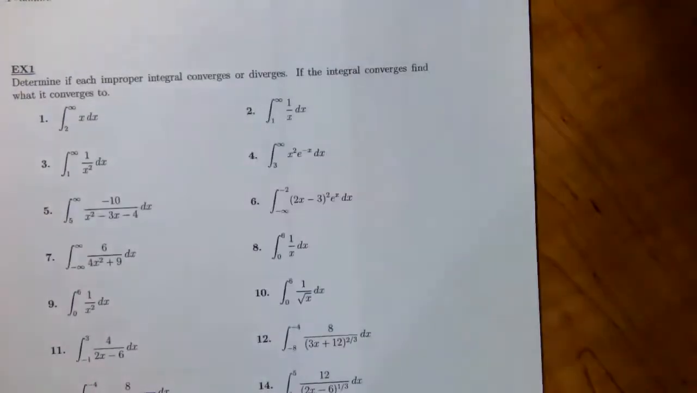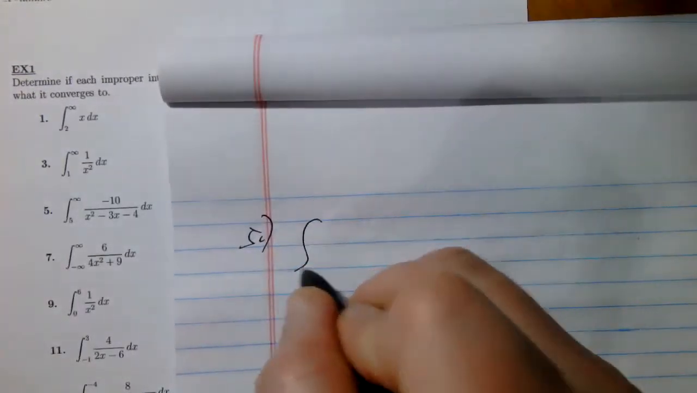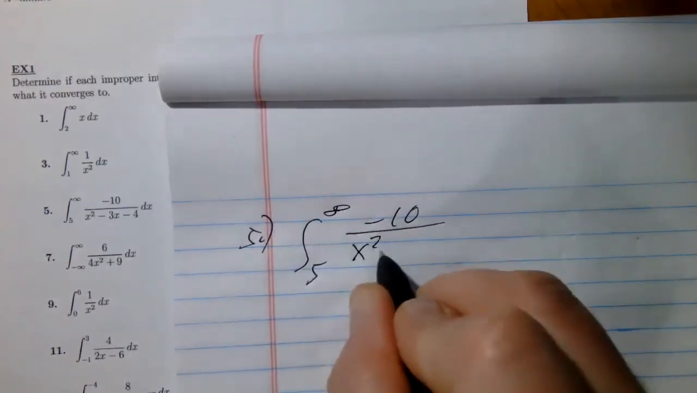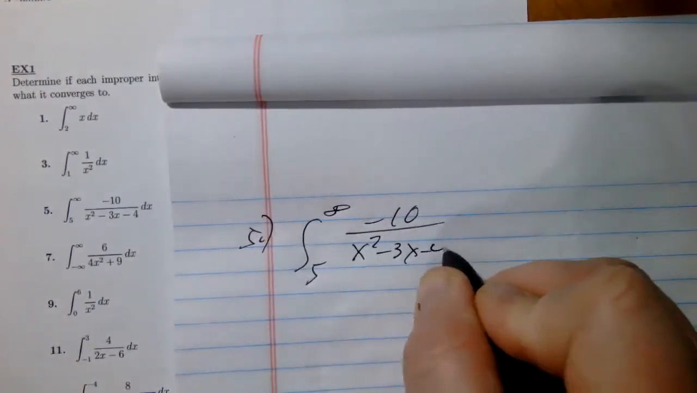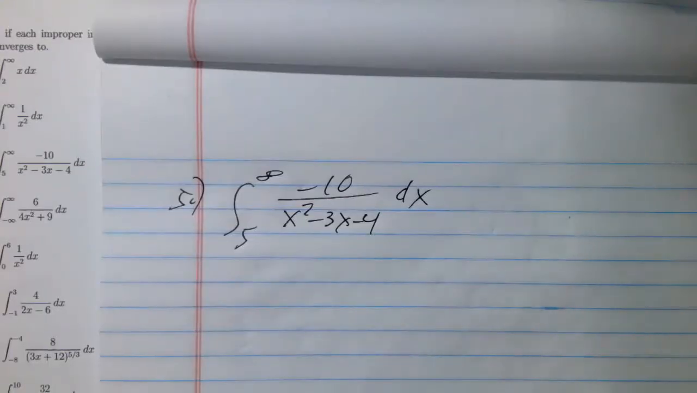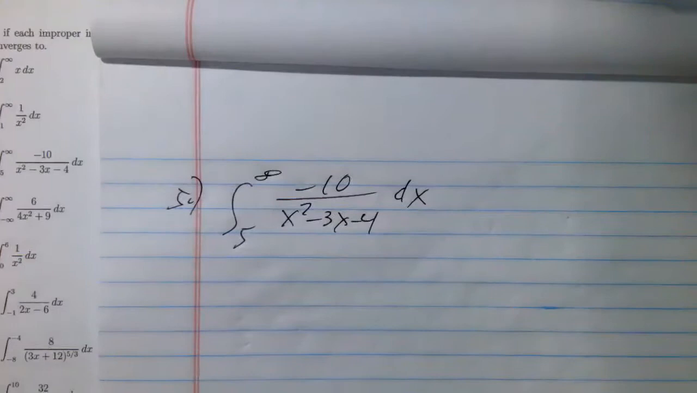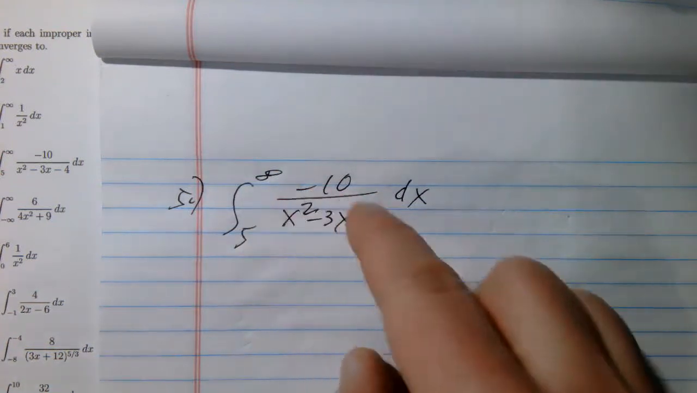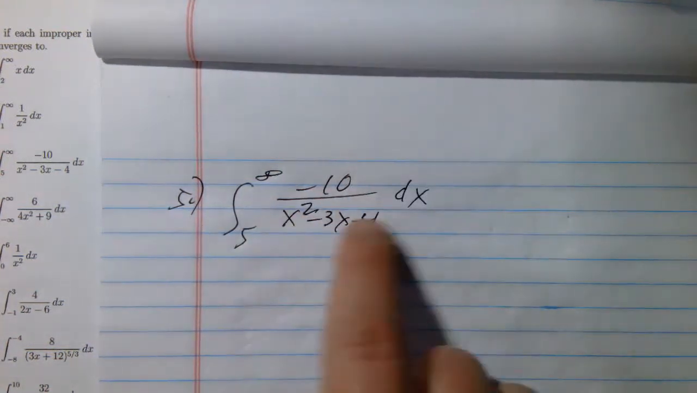Okay, what about 5? What if I wanted to do the integral from 5 to infinity of negative 10 over x squared minus 3x minus 4? Hopefully you can see it's the same idea. The upper bound is infinity. The main thing here is how do I integrate this? The other thing is you probably want to have an idea of what this thing is doing. So where's all the action? The action is in the denominator. There's no x on the top. The action is on the bottom.